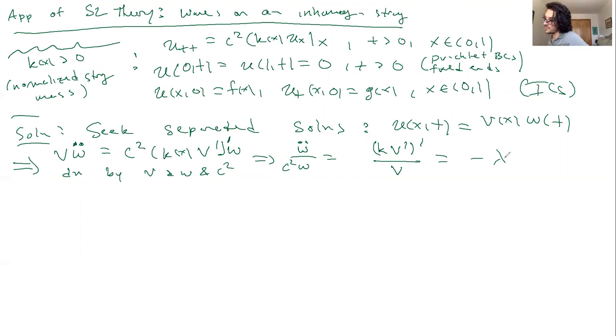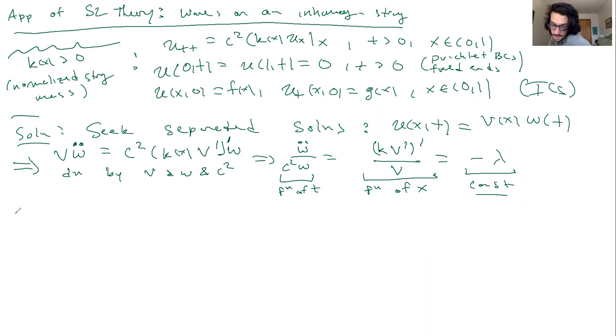And we'll use a similar approach to before, right? This is a function of t. This is a function of x, right? So these need to be a constant, okay? And by starting with that, we can build our boundary value problems for V and W.